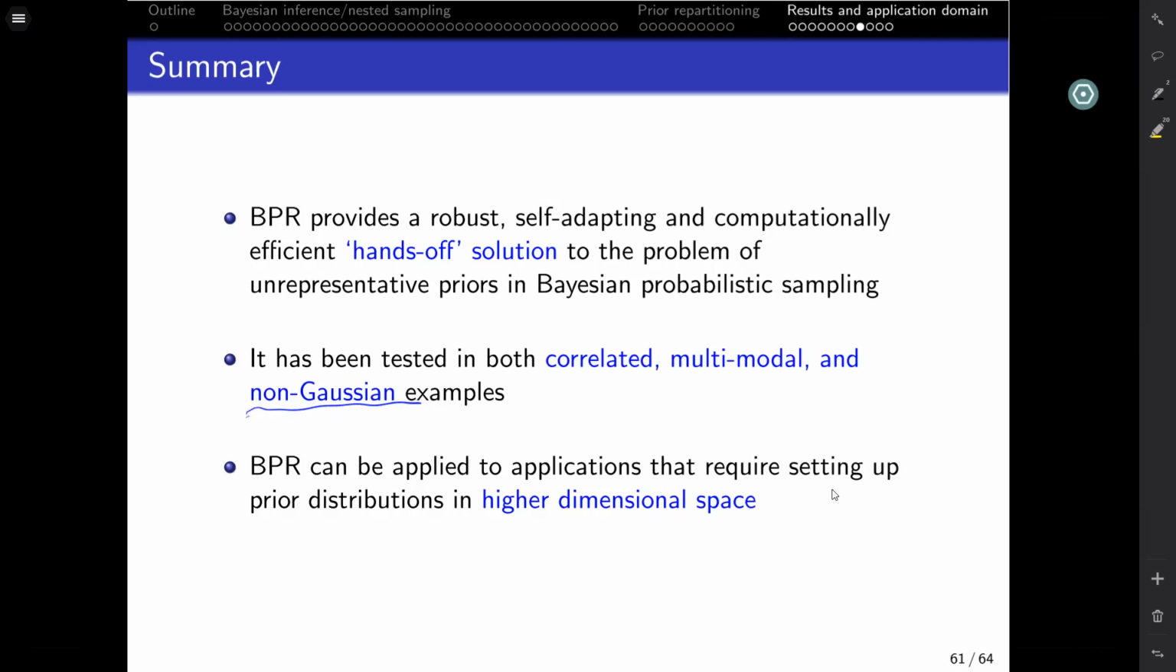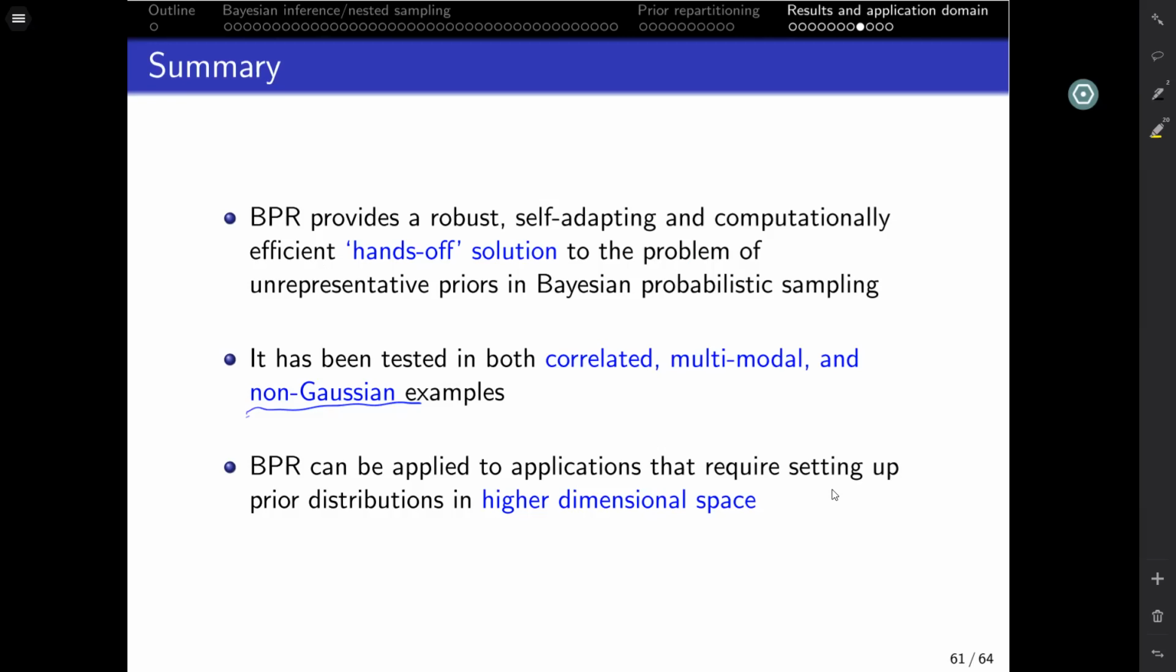So as long as there's an analytical expression of that prior distribution, then this BPR method could cope with it. And this can be applied to applications that require setting up the prior distributions in higher dimensional space. This can be easily transferred to different industrial sectors and applications, including finance, as I said.